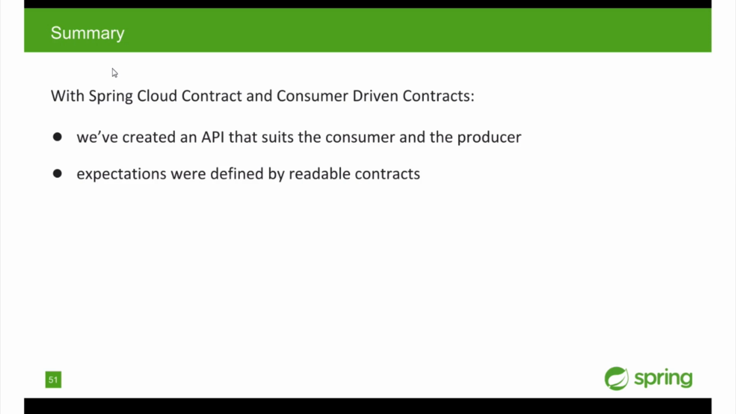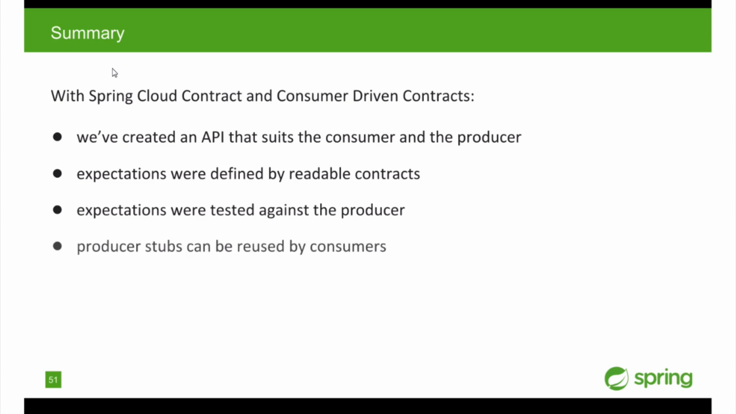Expectations were tested against the producer. So if the producer is lying in the contract or is not meeting the contract, it will not build itself. So the stubs will not be uploaded. So nobody will be able to reuse them. You have to tell the truth. And since we are uploading the stubs into Nexus or Artifactory, everybody can reuse them. Starting and setting of stubs is fully automated. As you can see, you put an annotation, things happen automatically.